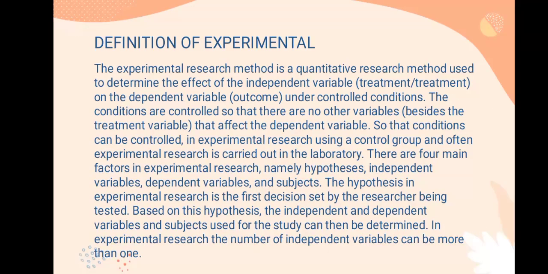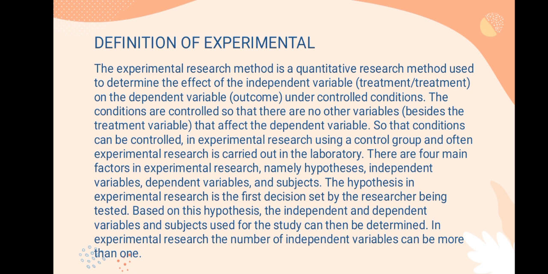And now I will explain the material on the definition of experimental research. The experimental research method is a quantitative research method used to determine the effect of the independent variable (treatment) on the dependent variable (outcome) under controlled conditions. The conditions are controlled so that there are no other variables besides the treatment variable that affect the dependent variable.